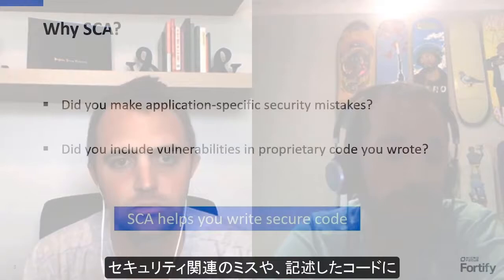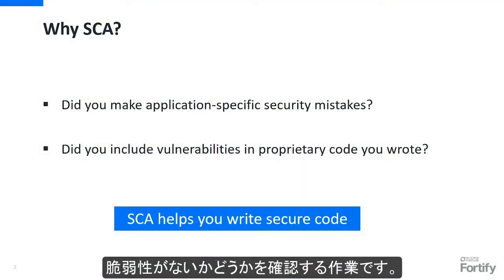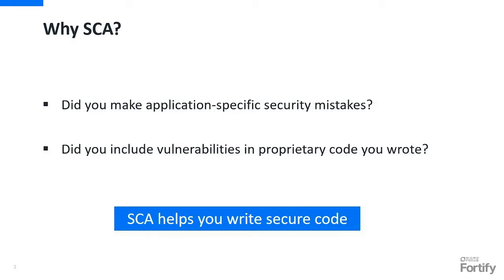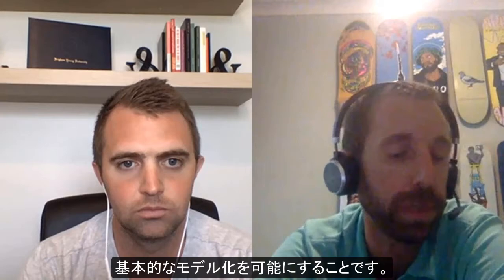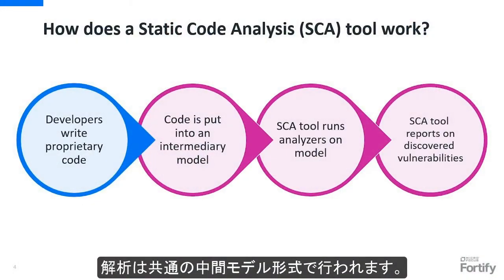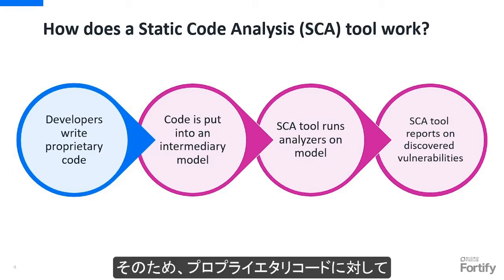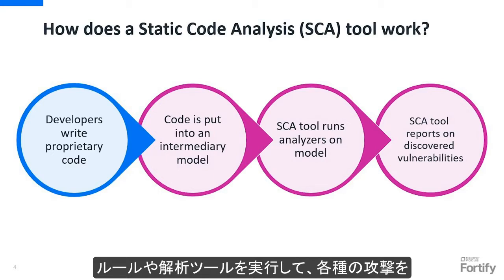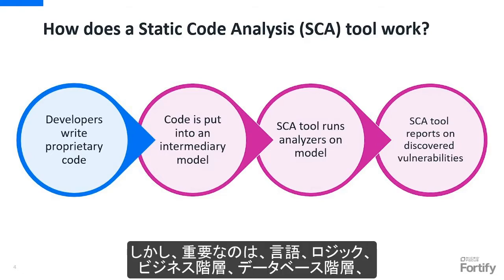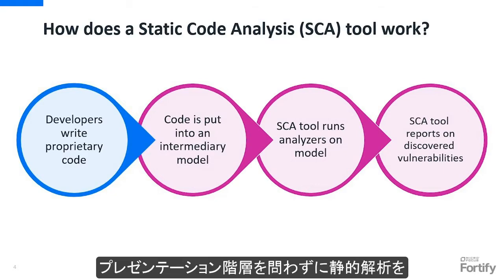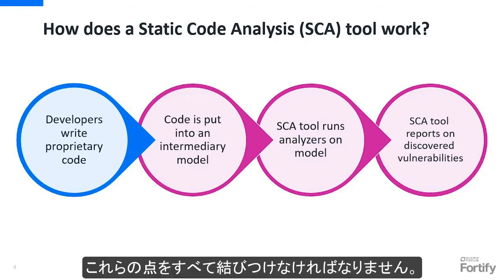Static analysis is determining in proprietary code if you have made application specific security mistakes or included vulnerabilities in proprietary code that you wrote. So developers' job is to write proprietary code to solve problems, and our goal is to, while they are building that application, be able to fundamentally model their application. So no matter what languages are used, we are going to parse that into a common intermediary format. That gives me a means by which I can run rules and analyzers that simulate different attacks, right, in that proprietary model. So I've built a complete representation of your proprietary code that's typically generated as a part of the build, but it's about making static analysis efficient across languages, across different logics, business tier, database layer, presentation layer, right? We have to connect all those dots.